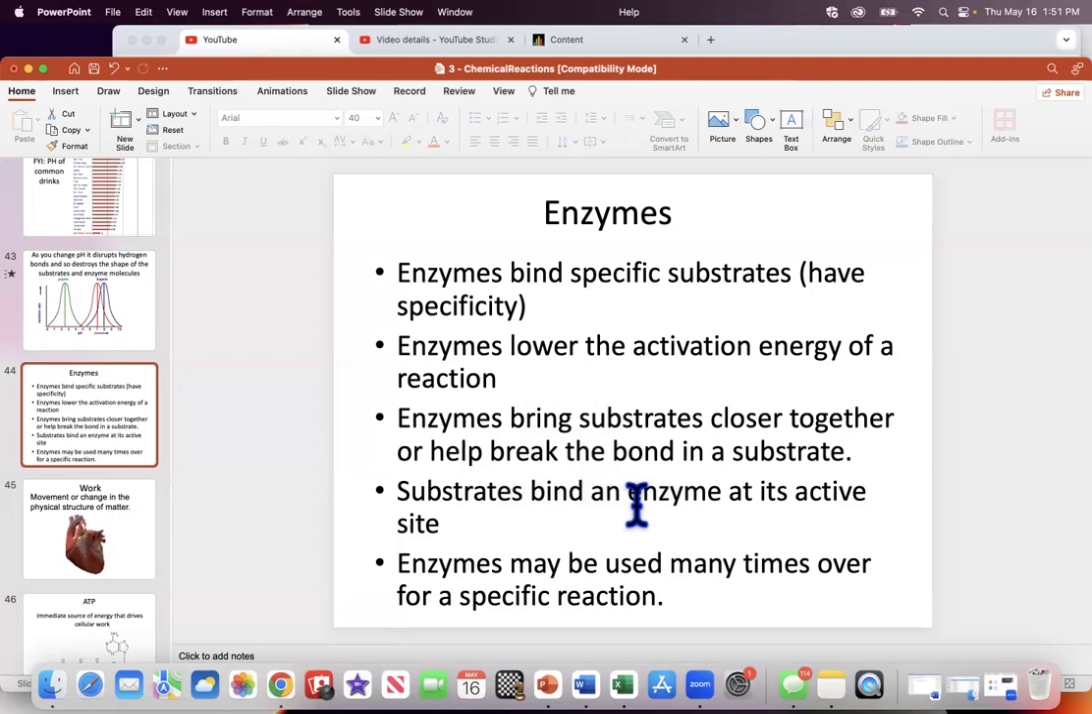Substrate binds with enzymes at its active site. So each enzyme has an active site, and that's why they're specific. An enzyme can be reused, can be used many times. So we use bile as an example. Bile, being stored in the gallbladder, helps to digest lipid, but it can be reused. So it's just stored in the gallbladder because the enzyme can be reused.